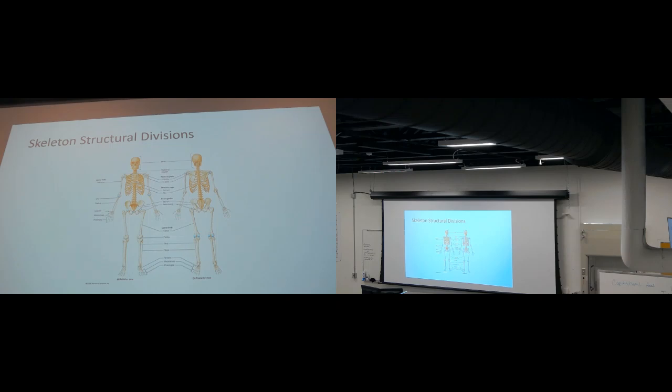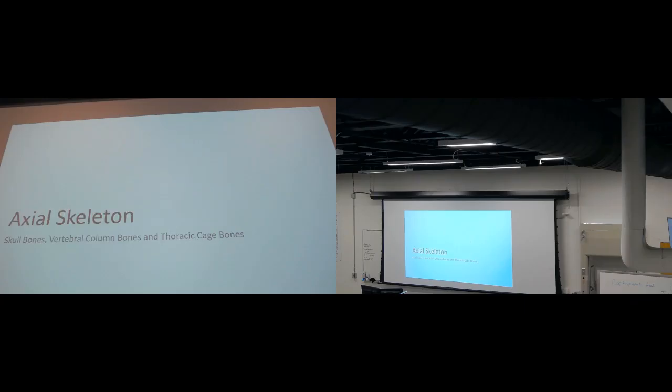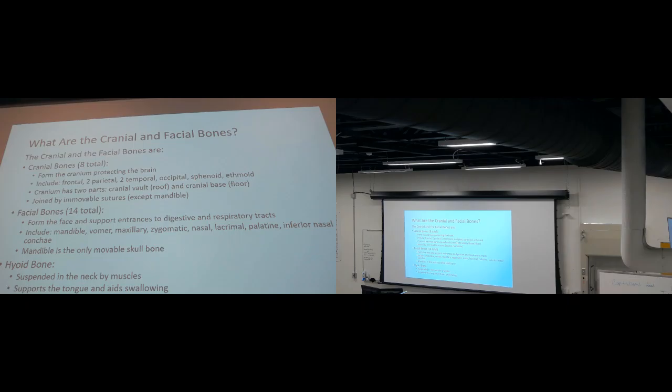So here are the structural divisions. Everything here in orange will be axial. Everything here in beige will be appendicular. So now let's look at the individual bones from the axial skeleton.